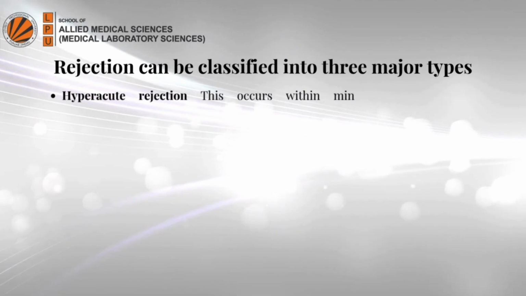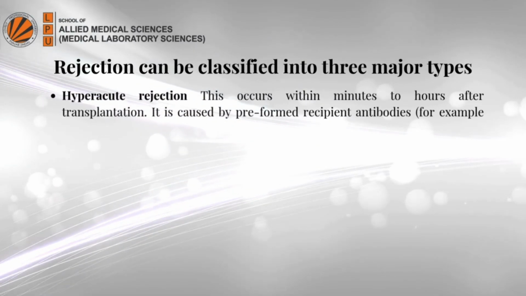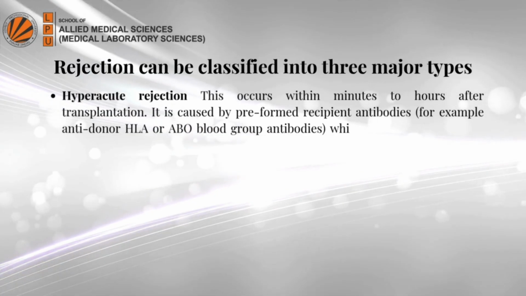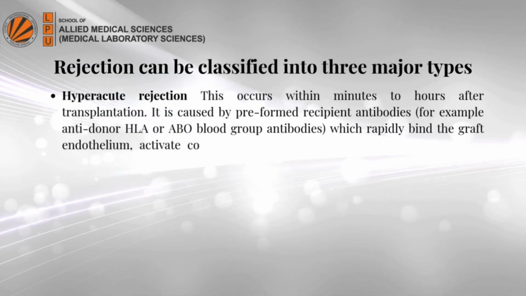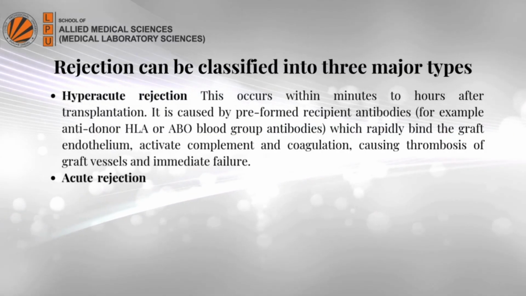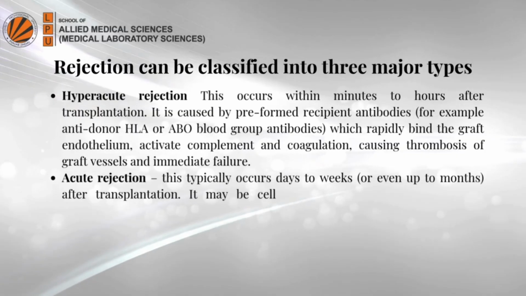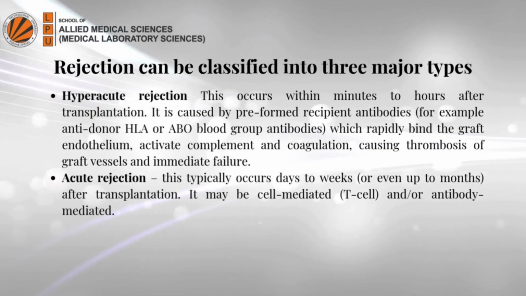Rejection can be classified into three major types. Hyperacute rejection: this occurs within minutes to hours after transplantation. It is caused by preformed recipient antibodies, for example anti-donor HLA or ABO blood group antibodies, which rapidly bind the graft endothelium, activate complement and coagulation, causing thrombosis of graft vessels and immediate failure.